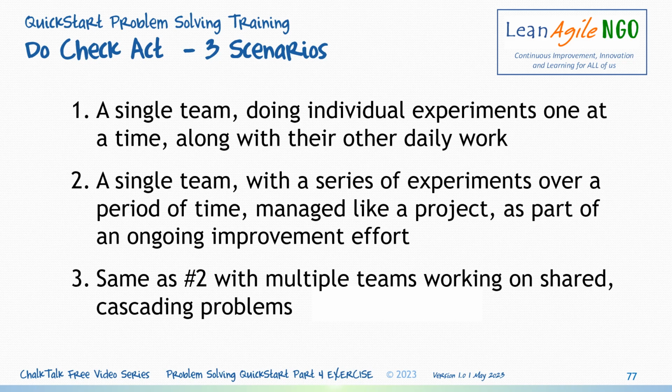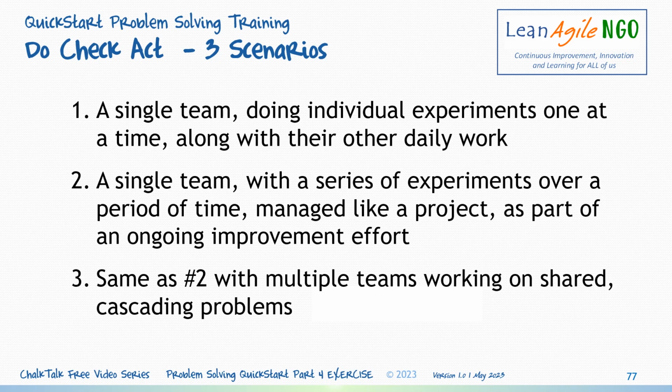The first scenario is a simple single team situation pursuing incremental improvement, performing individual experiments one at a time along with their other daily work activities. This team will use the Kata method, tracking activity with a Kanban board.